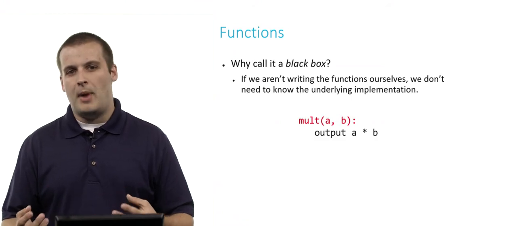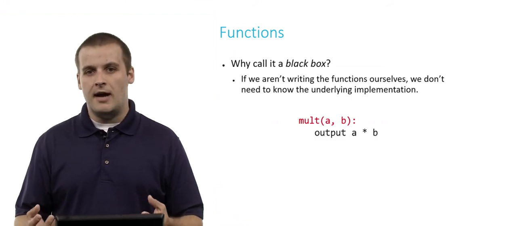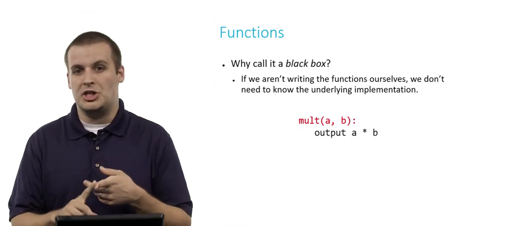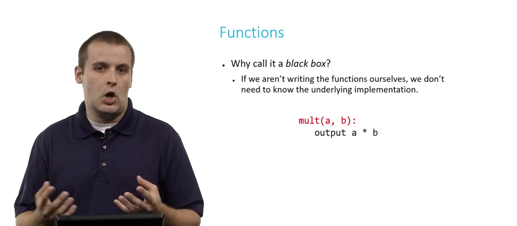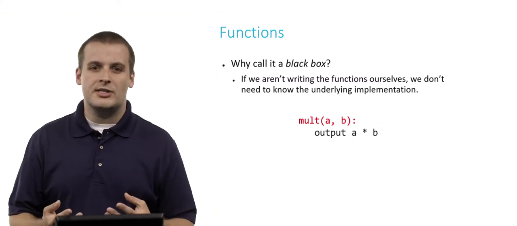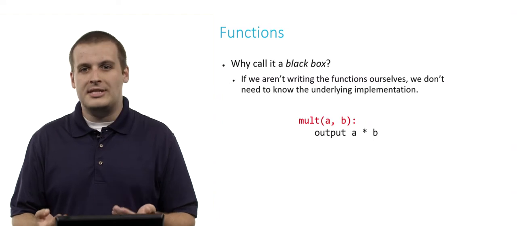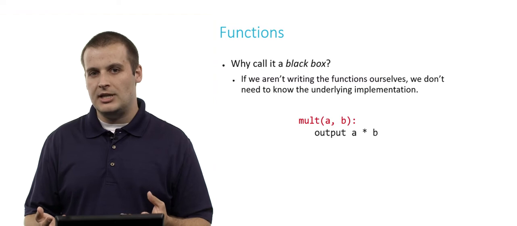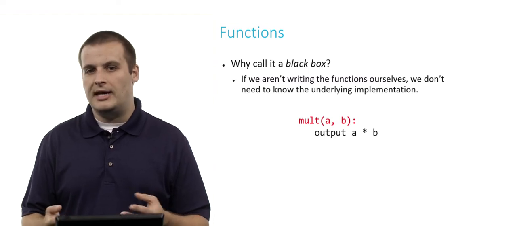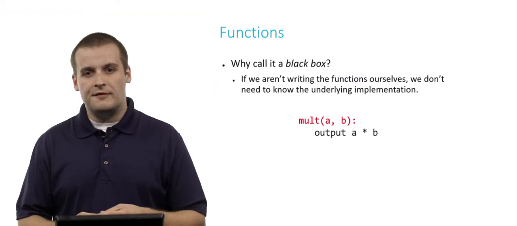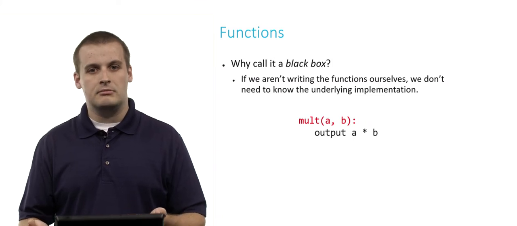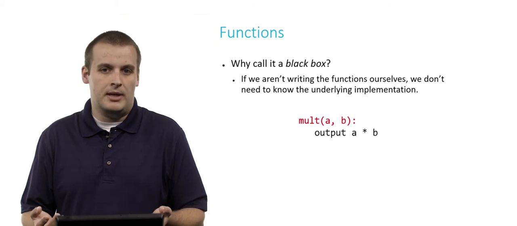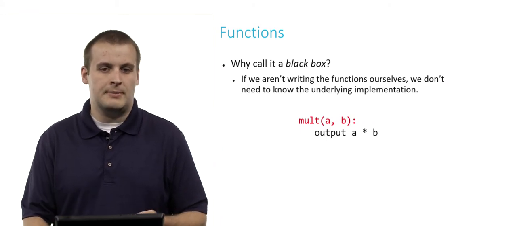Why do we call it a black box? Well, if we aren't writing the functions ourselves, which we've done quite a bit so far in CS50, we've seen printf, for example, which is a function that we didn't write ourselves, but we do use all the time. If we aren't writing the functions ourselves, we don't really need to know how it's actually implemented under the hood. So for example, the black box I just showed you for multiplication, mult(A, B) could be defined, and this is just some pseudocode, as output A times B. That makes sense, right? If we have a function called mult that takes 2 inputs, we would expect that the output would be the 2 inputs multiplied together, A times B.